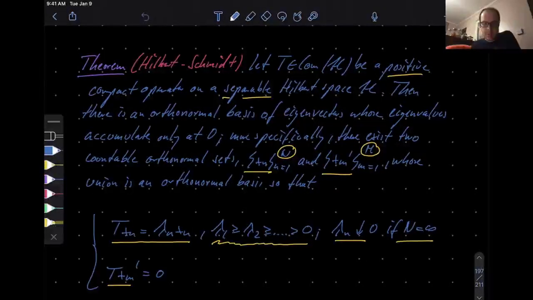Ladies and gentlemen, welcome back to Functional Analysis. So we're currently discussing the powerful Hilbert-Schmidt theorem as displayed here on the slide. Let's quickly read out the statement again.